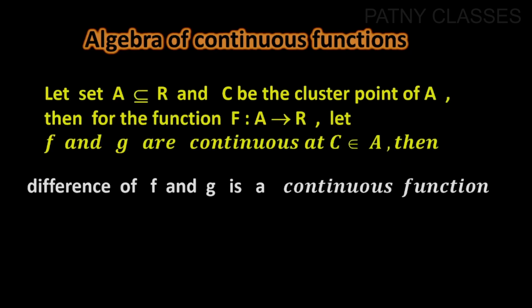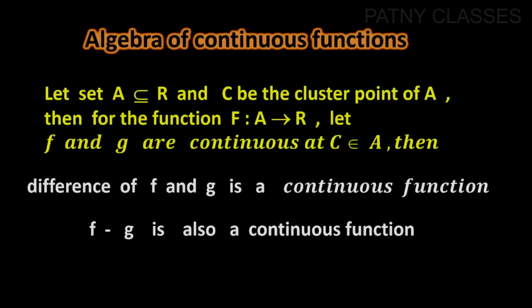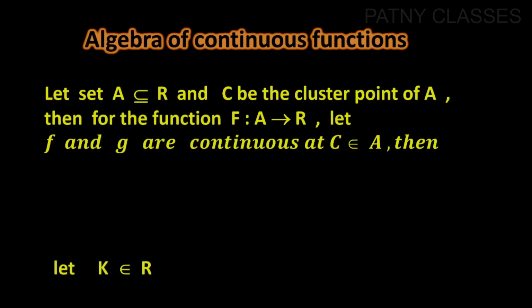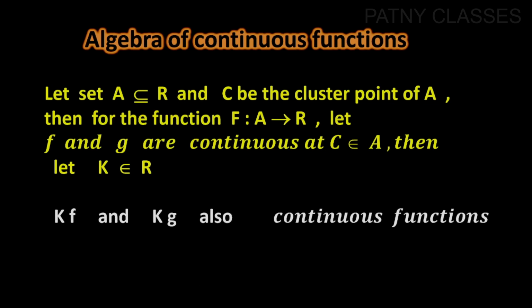Similarly, the difference of f and g, that is f minus g, is also a continuous function. Let k belong to R, then kf and kg are also continuous functions. That means if f and g are continuous and you multiply them by a suitable number, then the resulting functions are also continuous at C belonging to A.